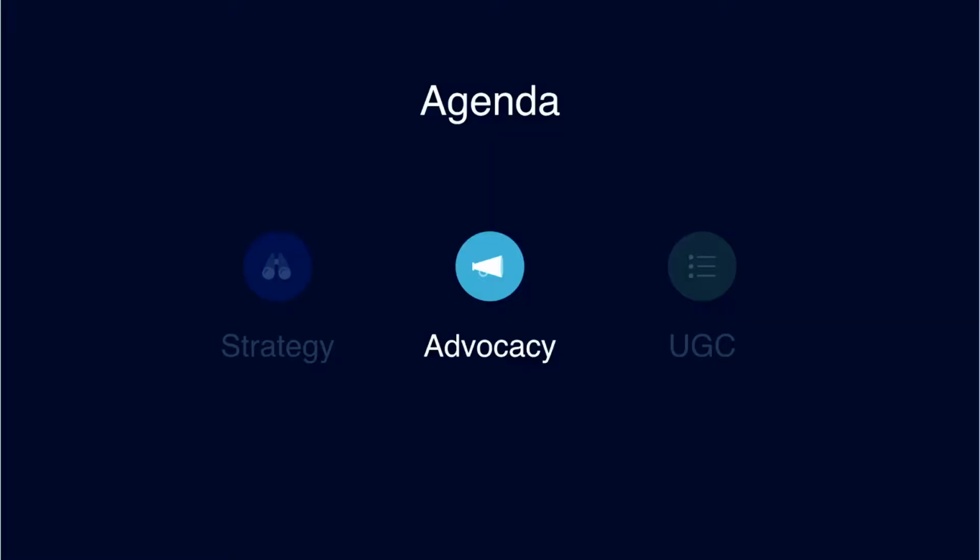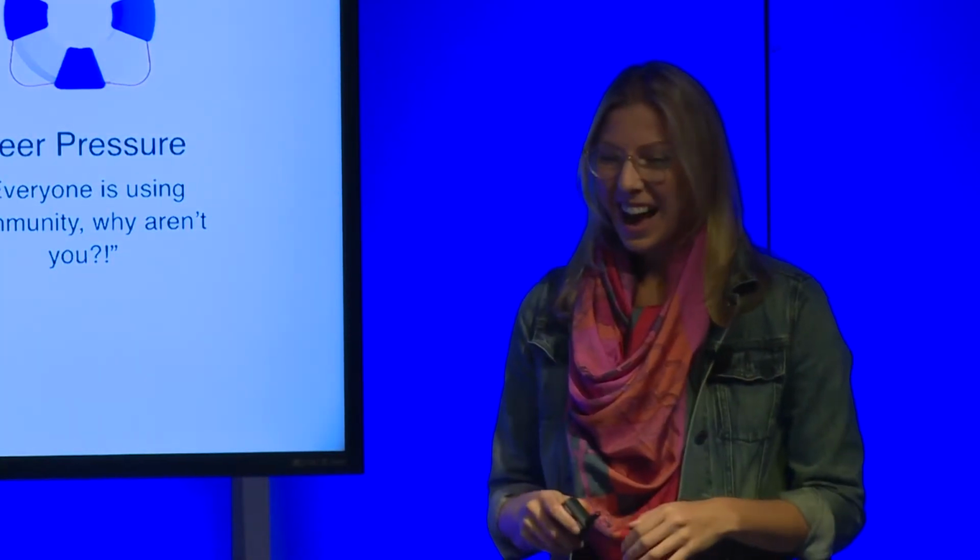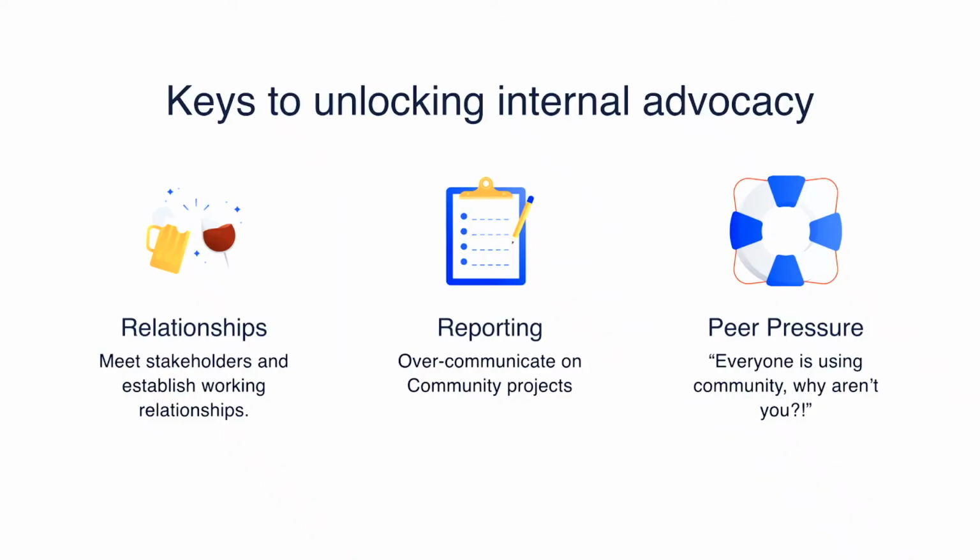Okay, strategy's over. I lied. That wasn't the most fun part. Advocacy is. And so participation from Atlassian employees is a key part of our content strategy. I'm sure this is the same across a lot of communities, but our users love to hear from us. And it humanizes our brand to have Atlassians in the community, and it also adds really valuable content. So how do we convince stakeholders that community should be a priority?